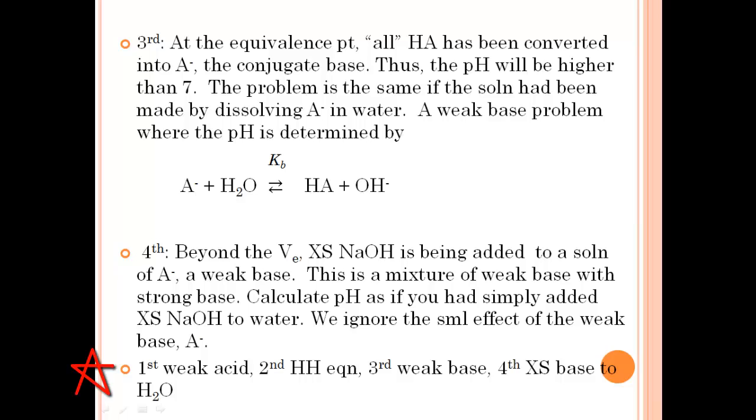As a summary, the first portion is a weak acid problem. The second portion is just a buffer. So you use your HH equation to find the pH. The third portion is just a weak base problem. And the fourth portion is just when an excess strong base is added to water. So it's basically dominated by the amount of strong base that's added.